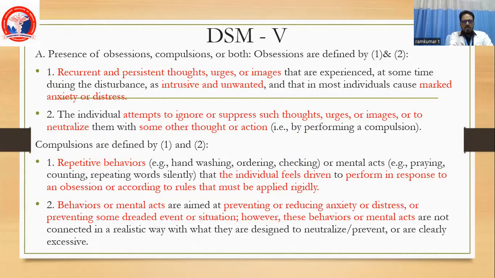Compulsions are defined by 1 and 2. Number 1, repetitive behaviors, for example hand washing, ordering, checking, or mental acts, praying, counting, repeating words silently, that the individual feels driven to perform in response to an obsession or according to rules that must be applied rigidly. 2, behaviors or mental acts are aimed at preventing or reducing anxiety or distress or preventing some dreaded event or situation. However, these behaviors or mental acts are not connected in a realistic way with what they are designed to neutralize or prevent, or are clearly excessive.